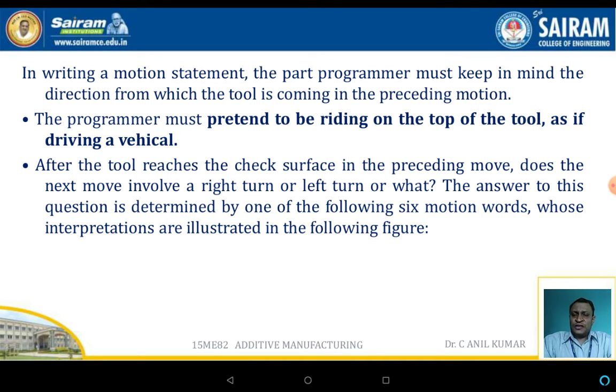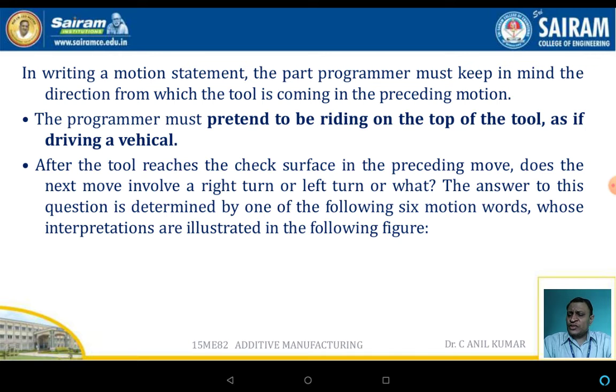In a motion statement, the part programmer must keep in mind the direction from which the tool is coming, which is preceding the motion. The programmer must pretend to be riding on top of the tool as if they are driving a vehicle. After the tool reaches the check surface in the preceding move, does the next move involve a right turn or a left turn, or what to do? These are basic parameters that the programmer has to keep in mind while doing the program.